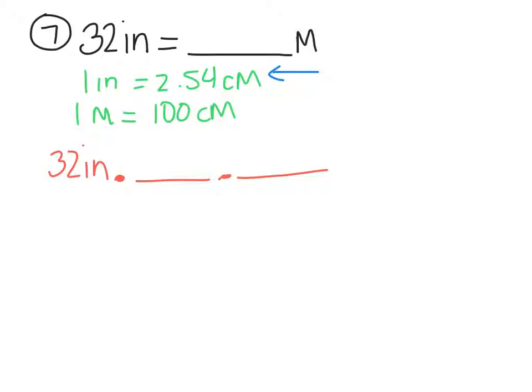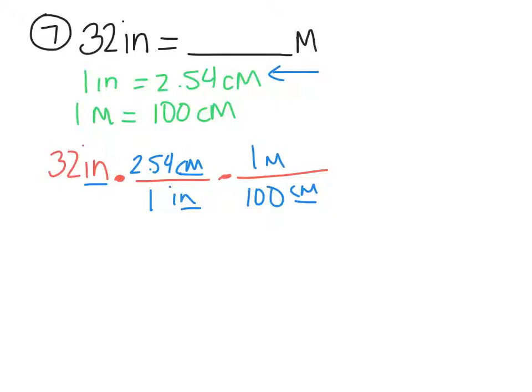And remember from our last lesson that the units need to be diagonal from each other. So if it's inches here, then we need inches down here. So the 1 inch is going to go on the bottom, and the 2.54 centimeters is going to go on the top. Then we need to go from centimeters to meters. Since we have centimeters on the top here, we need centimeters on the bottom here. So the 100 centimeters goes on the bottom and the 1 meter goes on the top.